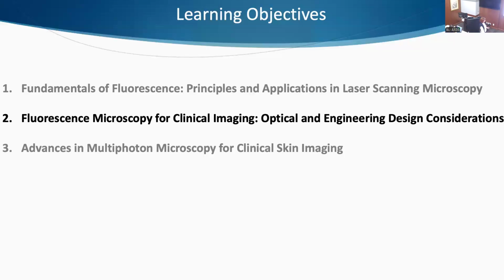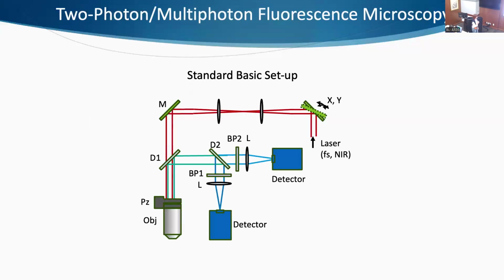Okay. So a bit about optical and engineering design considerations. For that, I really wanted to make sure everybody is familiar with and understands the very basic setup of a two-photon microscope. The most important things are the laser source at the beginning and the objective at the end. We talked about the type of laser that's used in two-photon microscopy.